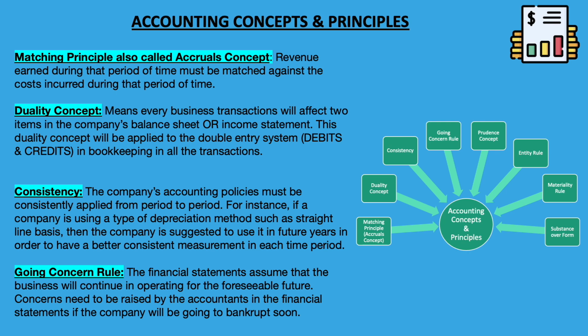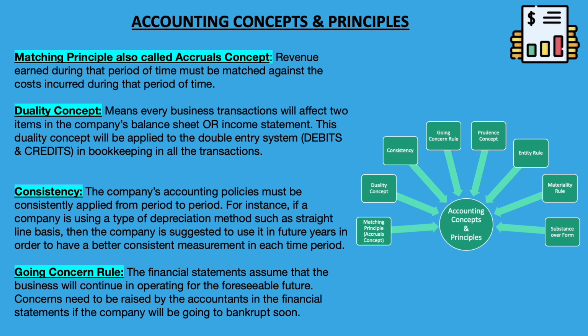Consistency. The company's accounting policies must be consistently applied from period to period. For instance, if a company is using a type of depreciation method such as a straight line basis, which I'll cover in my later videos, then the company is suggested to use it in future years in order to have a better consistent measurement in each time period.